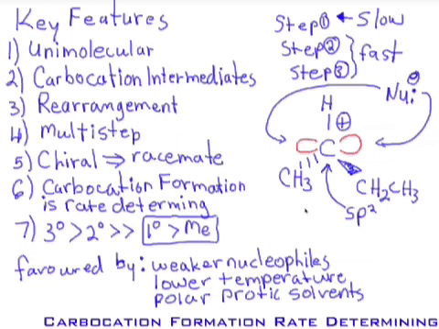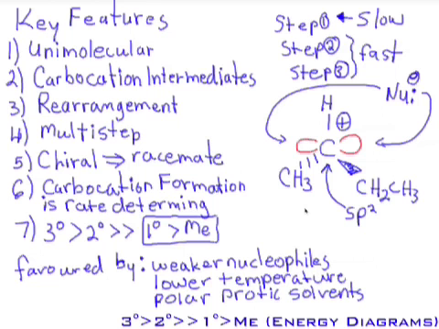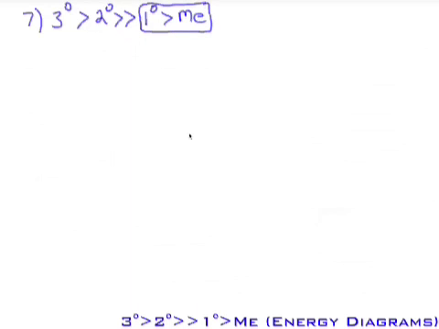Key feature 6, we've already discussed under unimolecular. Experimentally, the slow step is shown to be carbocation formation. Key feature number 7 has to do with the stability of carbocations. Now actually we want to talk about this a little more. Seven says tertiary is faster than secondary, which is much faster than primary, which is faster than methyl. Now, again, methyl and primary, it suggests, don't generally go this reaction method.